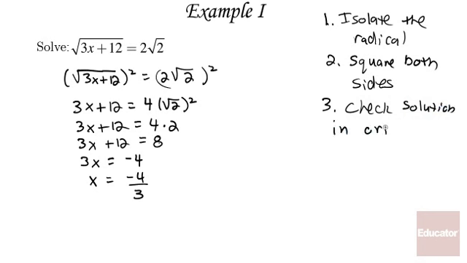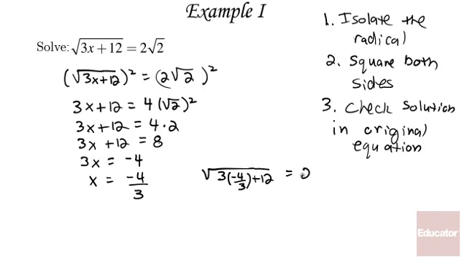in the original equation. Or you can check it in a bit of a later step, but it has to be before you've done the squaring. Okay, so I have x equals minus 4/3. I'm going to go ahead and insert that into the original equation. 3x, so 3 times minus 4/3 plus 12 equals 2 radical 2.